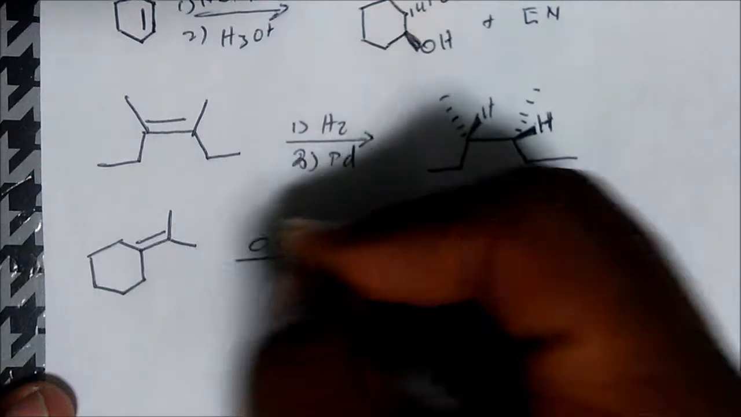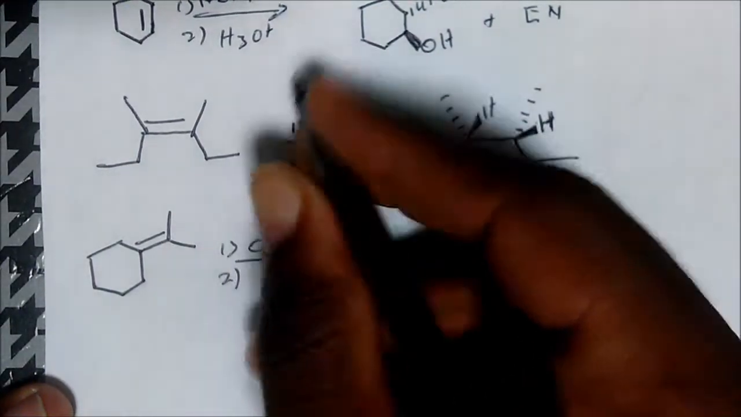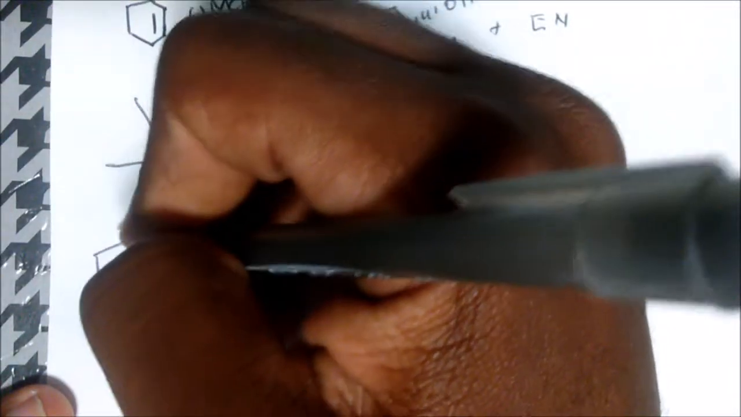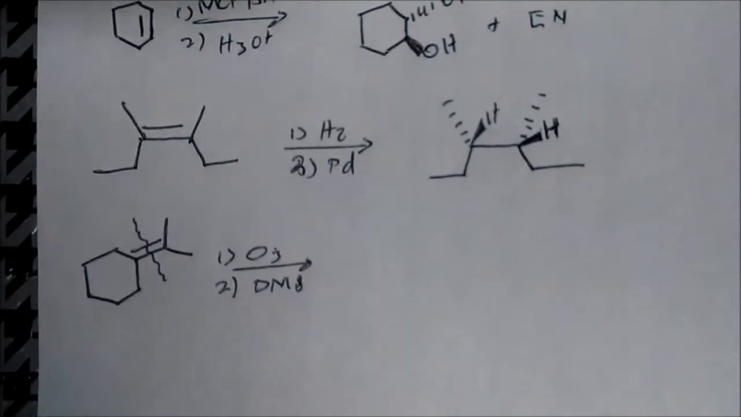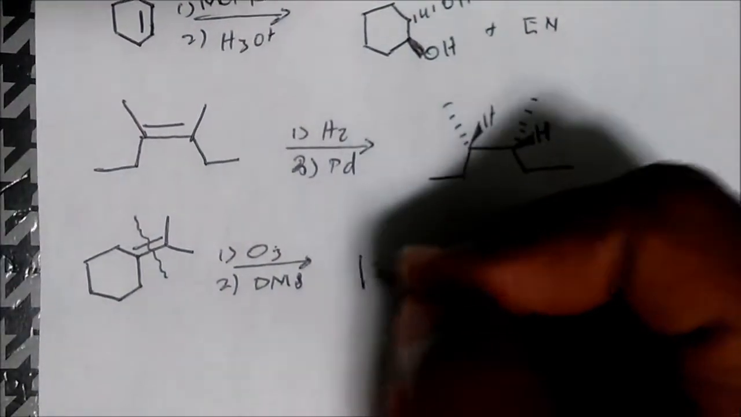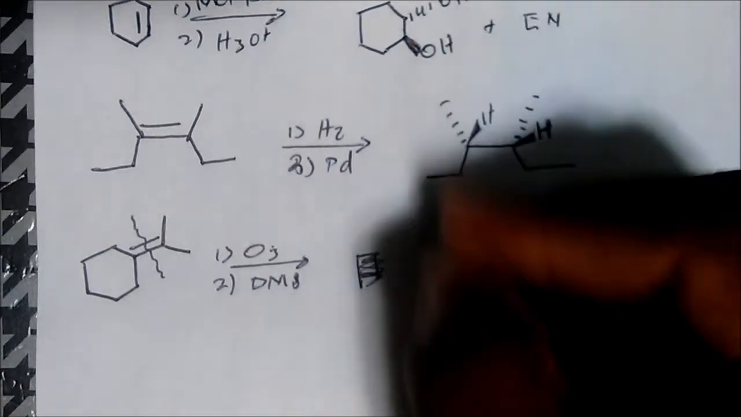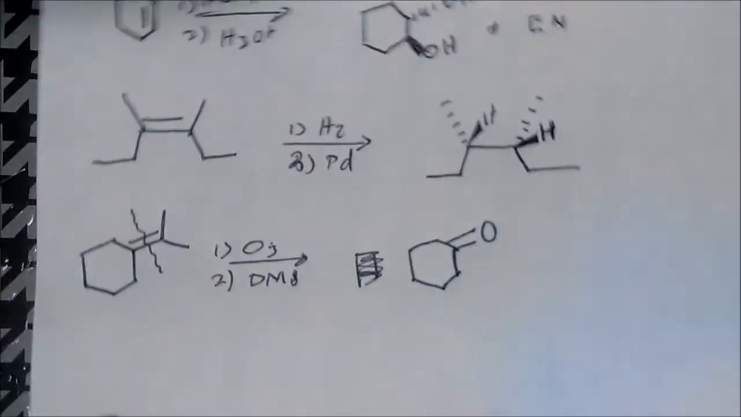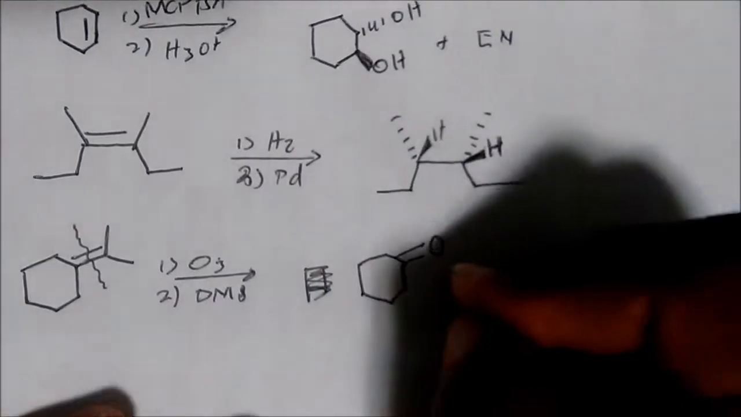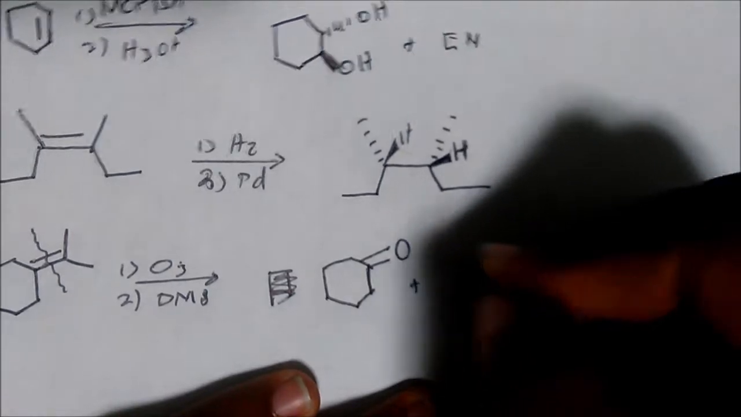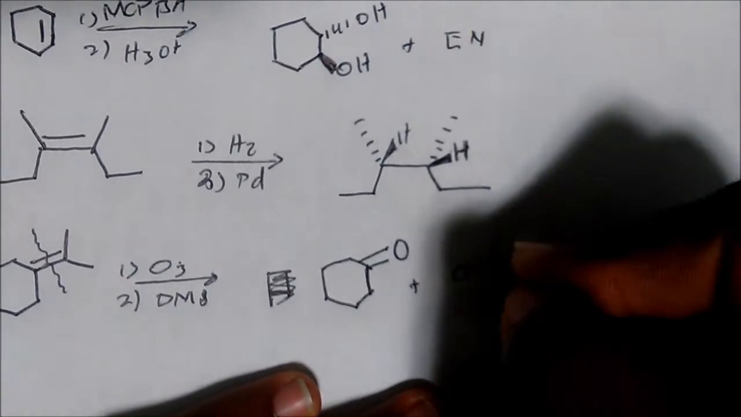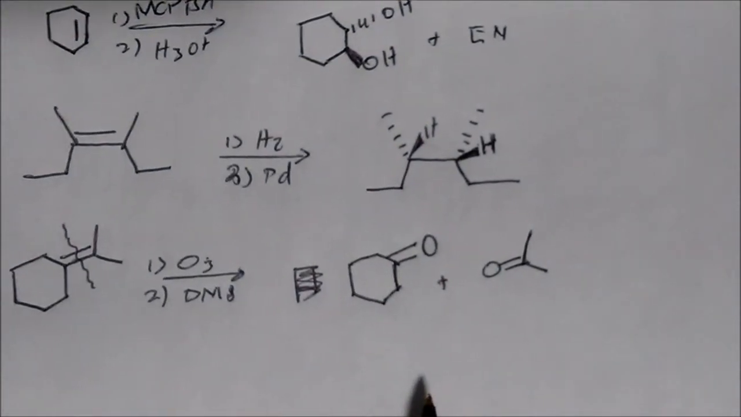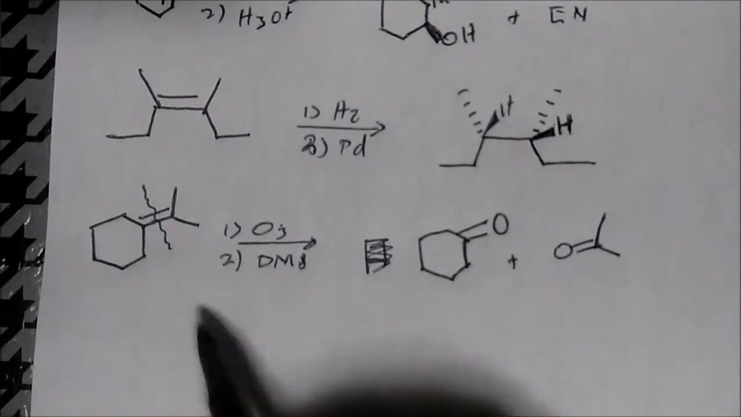And you added ozone in the first step, and then DMS in the second step. What would be the products? Well, again, you cleave the double bond, and then you replace either side of the cleavage with oxygen. So you're going to get two products. You're going to get one that looks like this, with an O right there on this side, and then another one that looks like this. There's our ketone. There's your aldehyde. All right, so that is literally just cleaving a double bond.